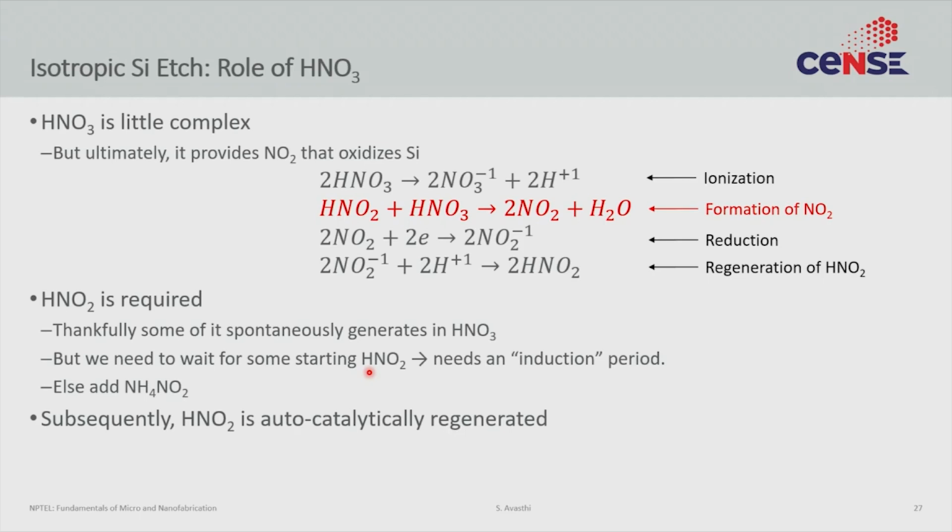So you pour HNO3 from the bottle into your beaker, you put your wafer, you start the reaction, but if you are doing the experiment very carefully, you might notice that for the first little bit of time, the etch doesn't work so well. And the reason for that is there is an induction period. It takes a certain amount of time for the oxidation reduction reactions that we discussed in the previous slide to happen, and for enough HNO2 to actually regenerate.